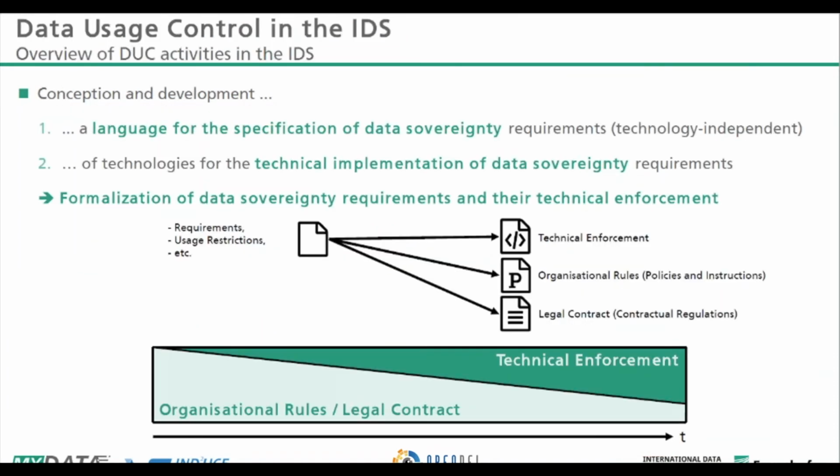So what do we need for this, and what are we working on? The first very important thing is that we need a language for the specification of data sovereignty, of these usage policies. They have to be understandable by a human and by a machine, and have to be interoperable. And the second thing is that we do need technology for the technical implementation of data sovereignty. And we want to push the limit here. We want to have as much technical enforcement as possible. But we are aware that we cannot enforce everything in technology.